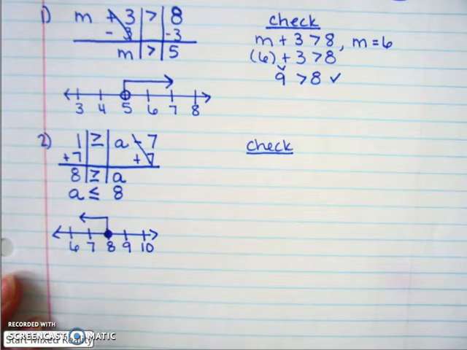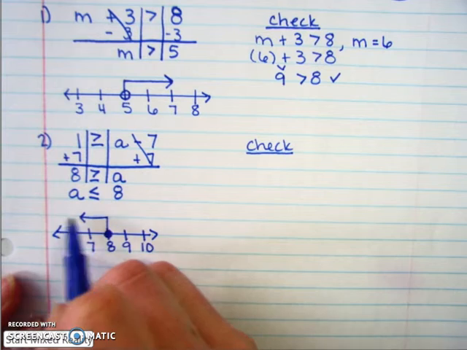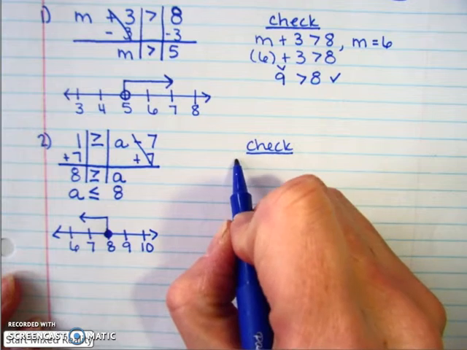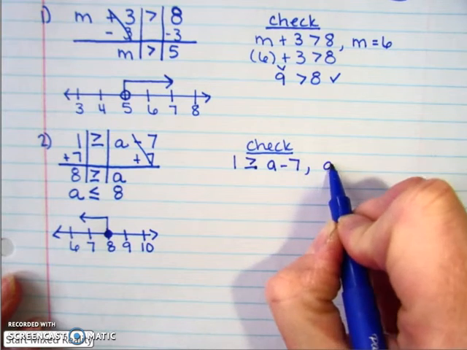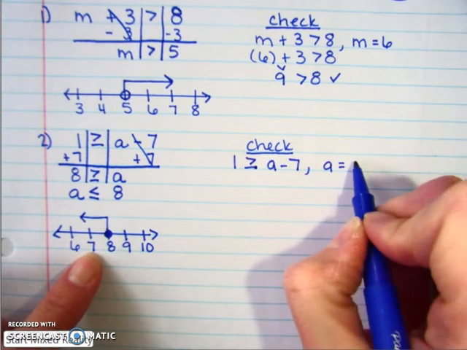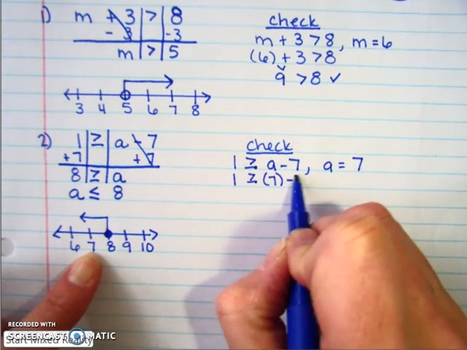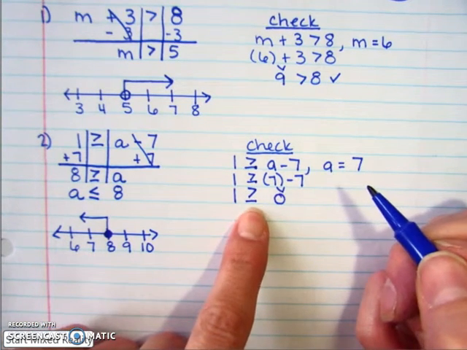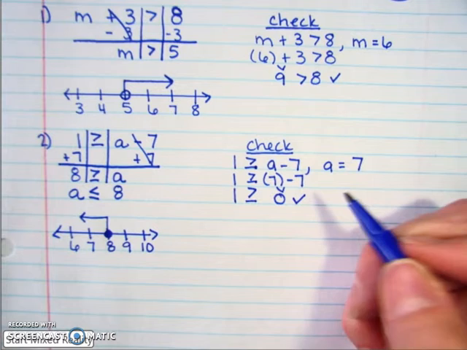When we check our one-step inequalities, we're going to rewrite the inequality, substitute, and simplify. So I need to check one of the numbers that's underneath this line here. The next number that I see is 7, so I'm going to rewrite my inequality when a equals 7. Now I'm going to substitute. Now I'm going to simplify, and I'm going to have that 1 is greater than or equal to 0. Since 1 is greater than or equal to 0, I know that I have my inequality pointing in the right direction.